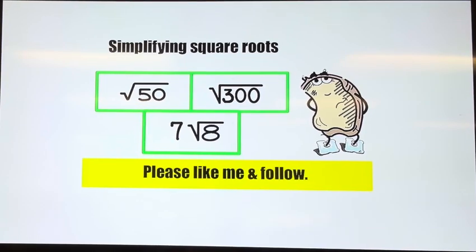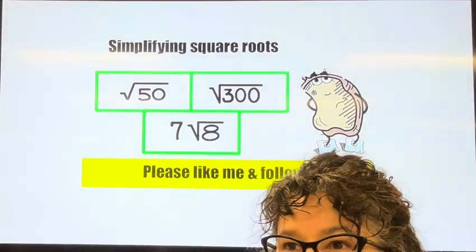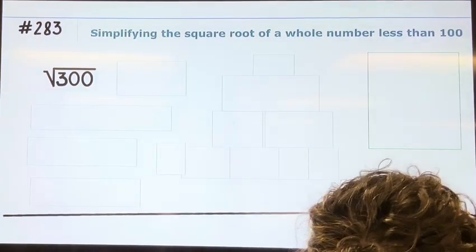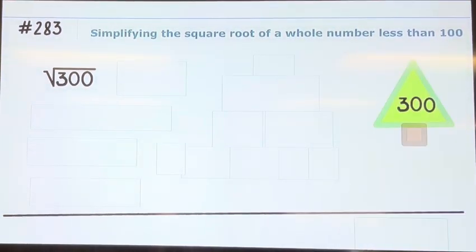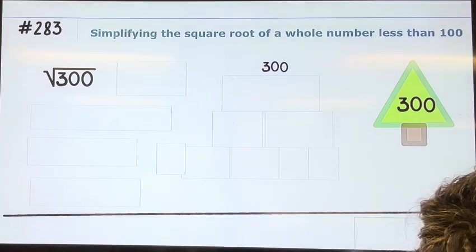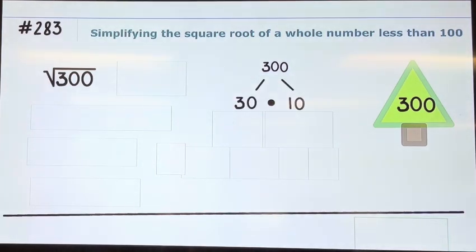If you want to take the square root of a number, the first thing you want to do is break that number down using a factor tree. So let's start off with 300. We're going to come over and make a factor tree for 300. Thinking of two numbers that multiply together to get 300, we might use 30 times 10.